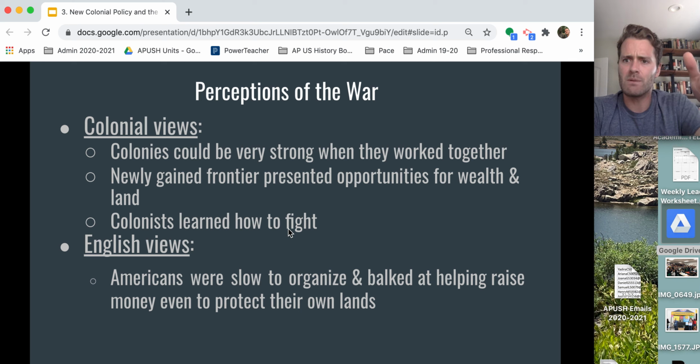They're like, look at us. We did our part. We fought in this conflict on behalf of the British government. We can be strong. We can work together. We have all this new territory on the frontier. We can get some new wealth. We can spread out new land. We've learned how to fight a war. We are awesome. The English, however, are going to say like, no.